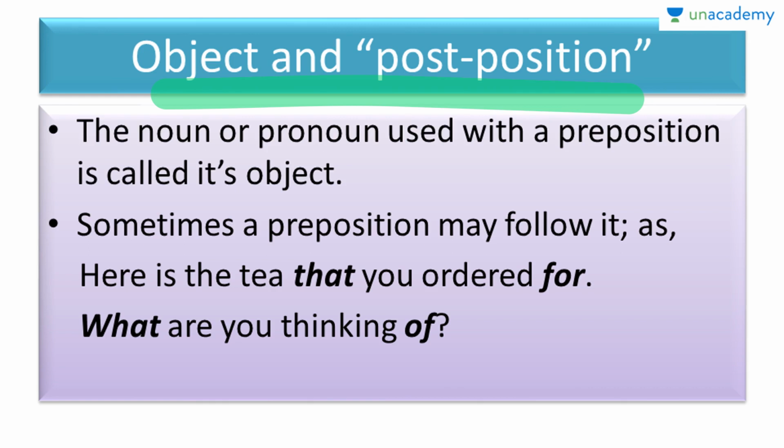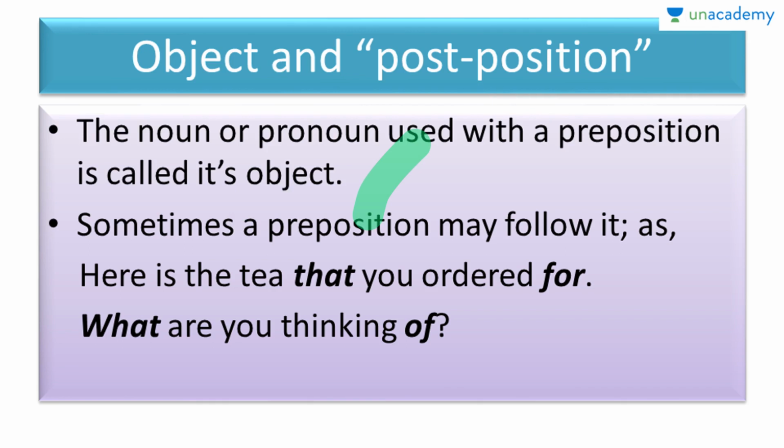But there are some rare cases in which the preposition becomes a postposition, that is, it acquires a position after the noun or pronoun which is being talked about. You can see the example here. Let me read the examples for you. The first example: the noun or pronoun used with a preposition is called its object. This is very important. Whatever noun or pronoun is used with a preposition is called its object.